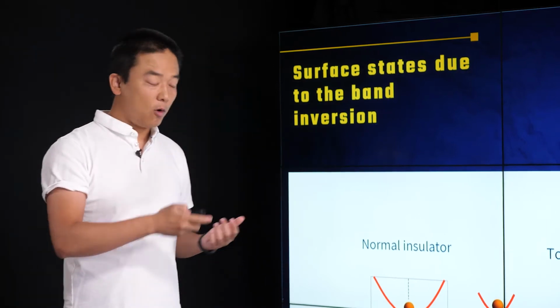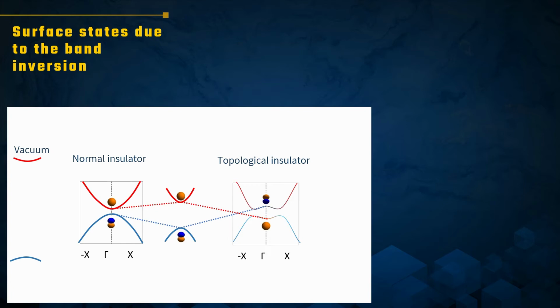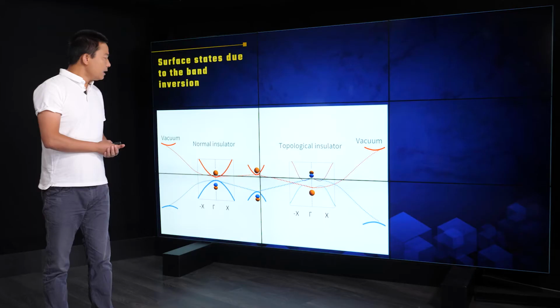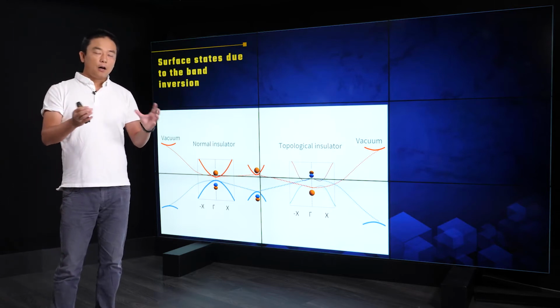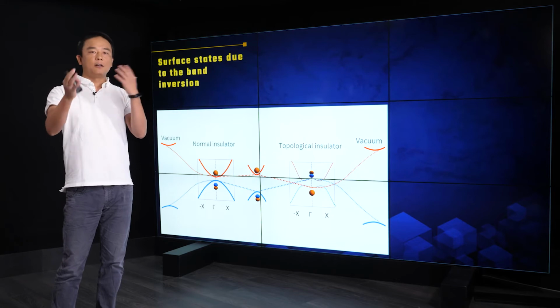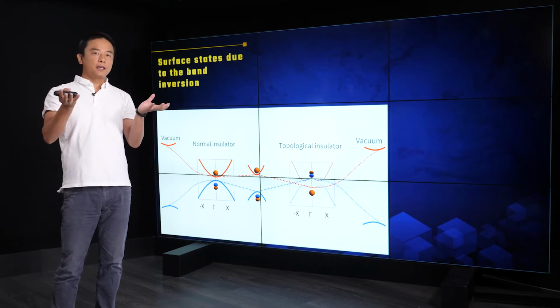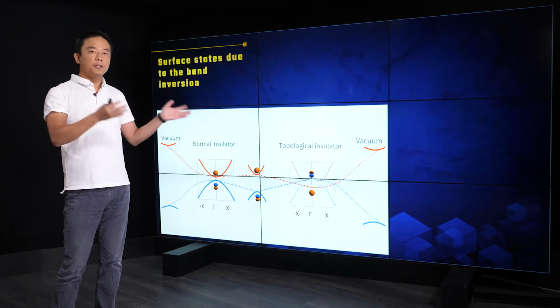Now let's go one step further. Let's think about the vacuum. If we treat vacuum as an insulator, then at the interface between vacuum and a normal insulator, it's a smooth change, nothing happens. But between vacuum and a topological insulator, the band needs to invert back. The consequence is that the surface will be metallic. That means if we have a topological insulator, although the inside of the material is insulating and does not conduct, the surface will be metallic because the surface is the interface between the material and the vacuum. Then we know a topological insulator will have a metallic skin surrounding it.